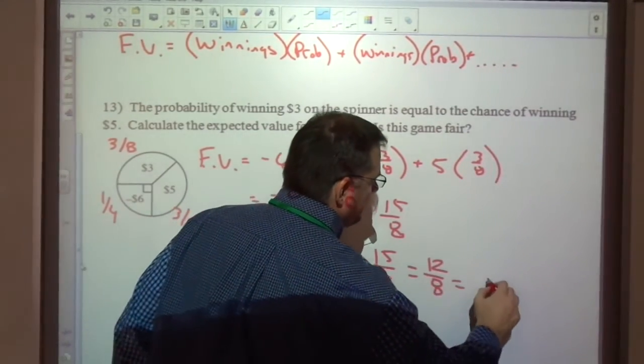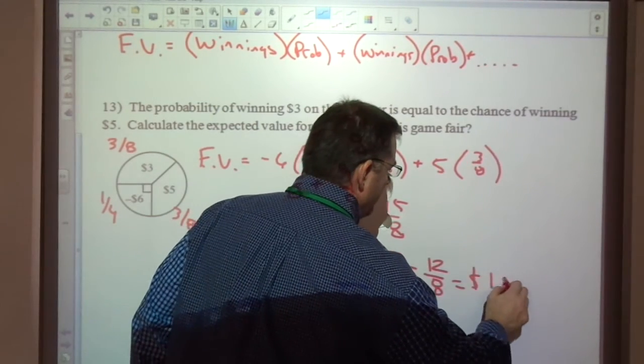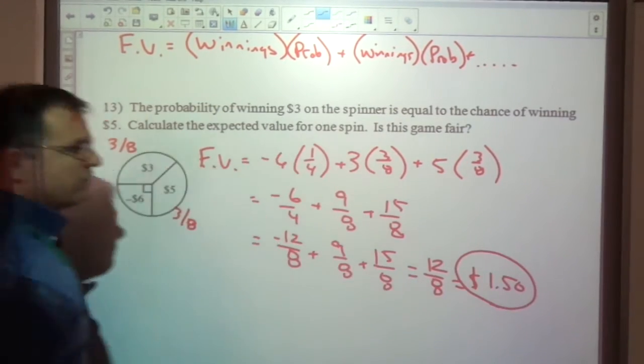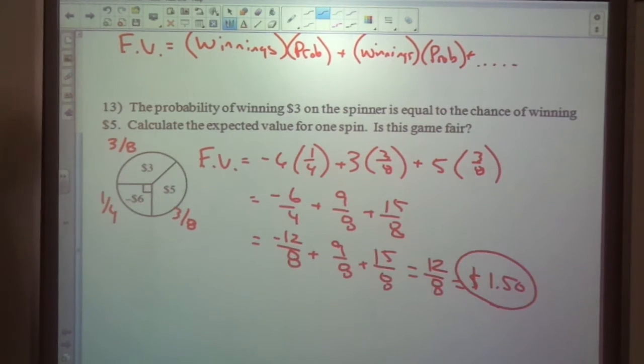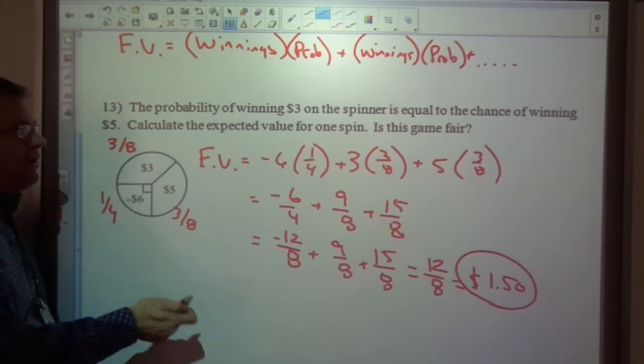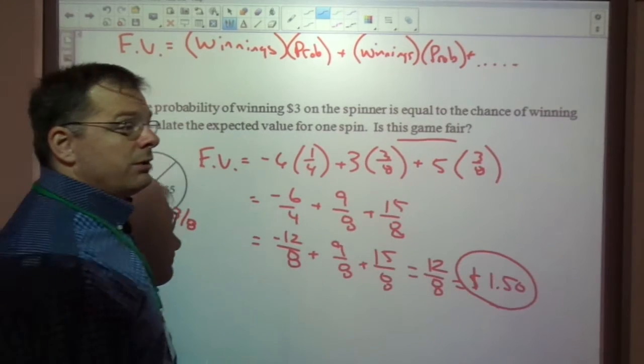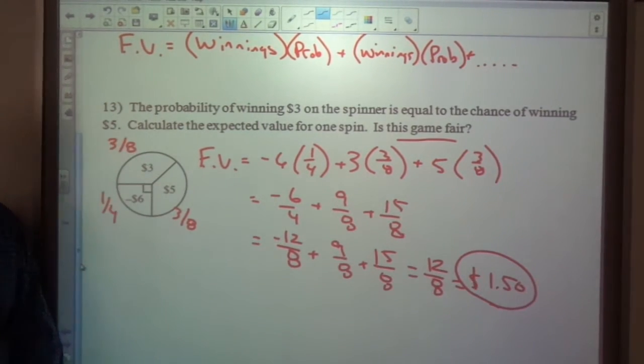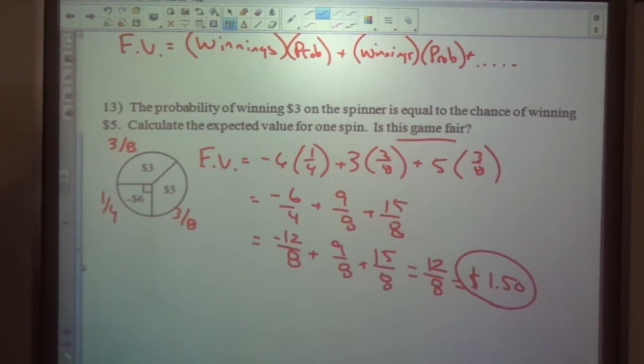Now I can go to the calculator, and that is $1.50. So I am expected, on average, to win $1.50 each time I play over the long term. Is it a fair game? No. It would only be a fair game if it was 0. This is weighted for me to win money. This is rigged in my favor right now.